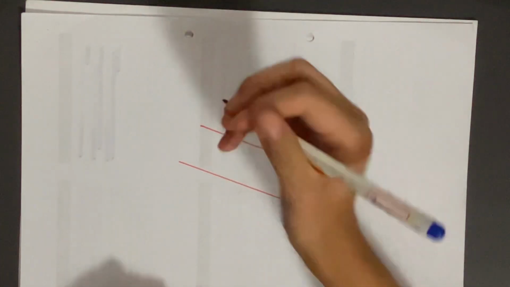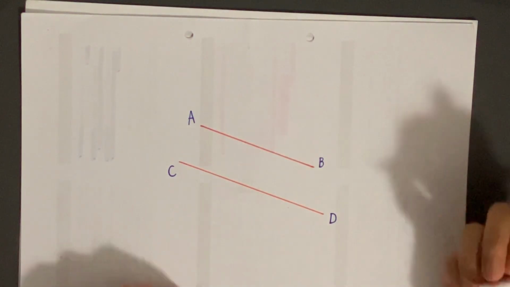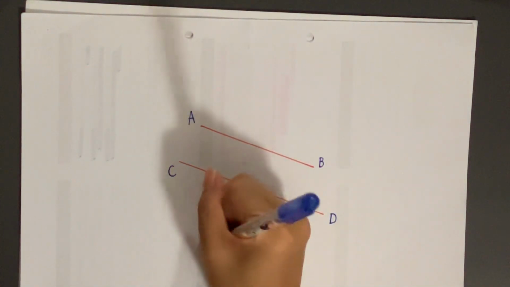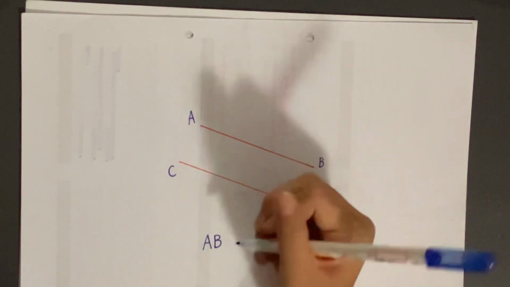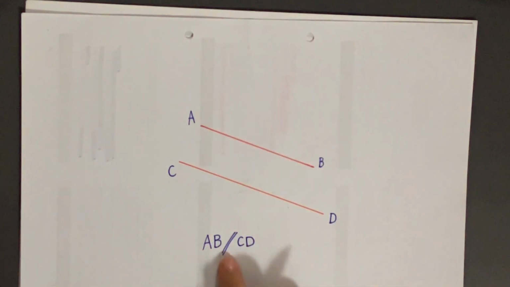Okay, in terms of terminology, so if this line is AB and this line is CD, and I want to write that these two lines are parallel, I will write AB, then the symbol. So this is the symbol for parallel. So I will draw two lines sideways.